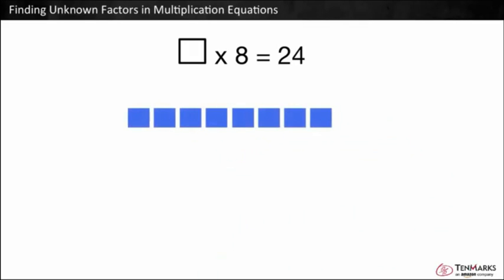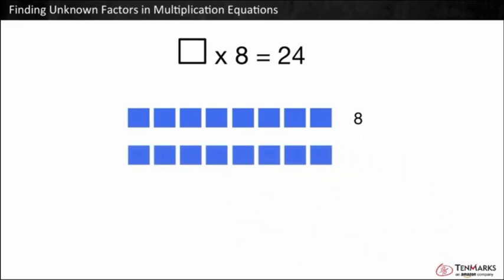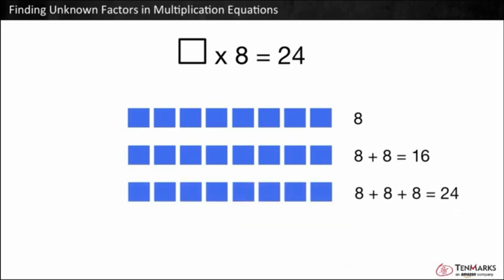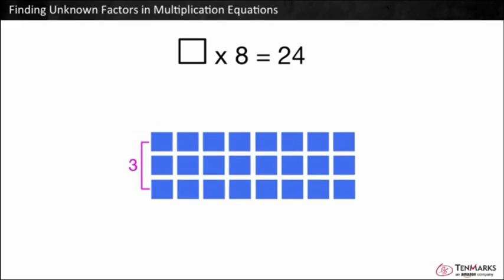Here's one row of 8. Let's keep adding groups of 8 until we get to 24 total. How do we know we've reached 24? Well, let's find out. One group of 8 is 8. Two groups of 8, 16. And three groups of 8, 24. How many rows of 8 are there? Well, let's see. 1, 2, 3. There are 3 rows of 8 tiles. This means the unknown factor is 3. The missing factor here was the number of rows or groups of 8. 8 is the known factor, or the number in each group, and 24 is the product, or the total number.